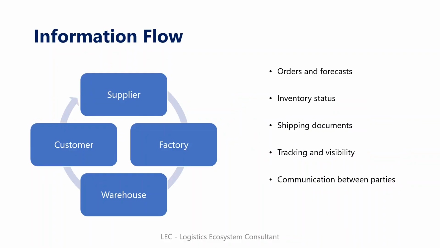Information flow refers to the data that controls and tracks physical movement. It includes orders, forecasts, inventory status, shipping documents, and tracking updates. Without information flow, physical logistics cannot be planned or controlled.